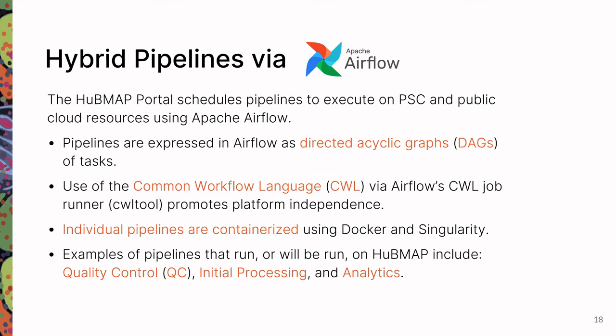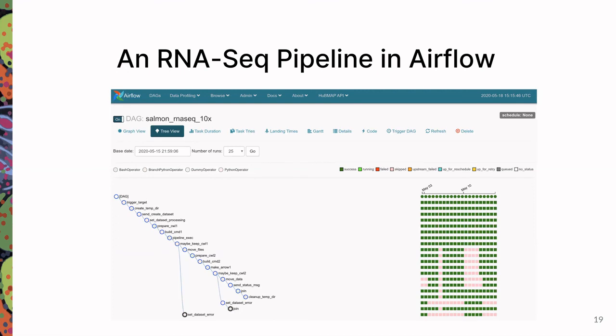When people work with the ingest pipeline, the quality control things are automatically run along with initial processing. There are also analytic pipelines, and all of these are examples of what happens at runtime. So an example of what this looks like for the user is an RNA-Seq pipeline in Airflow expressed as this directed acyclic graph on the left. Directed just means there's essentially an arrow going from one node to the next. Those don't show in this graph, but they're implicit. Acyclic just means there are no cycles, so it is deterministic.